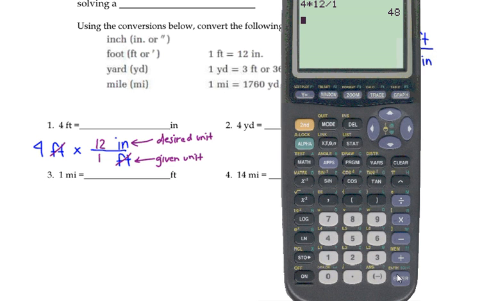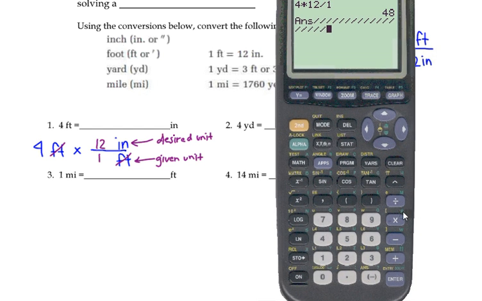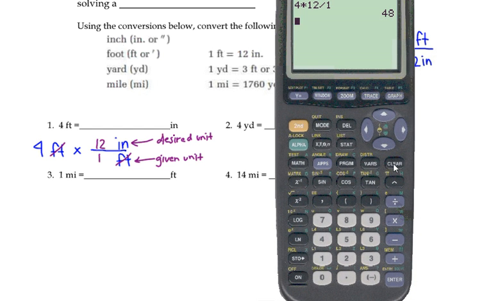The slash is a division symbol, guys. Whenever you push division, that's a slash. So 4 times 12 divided by 1. Do you actually have to type divided by 1? No. But if you're worried or nervous, just type it all in, what you see. So 48 inches.